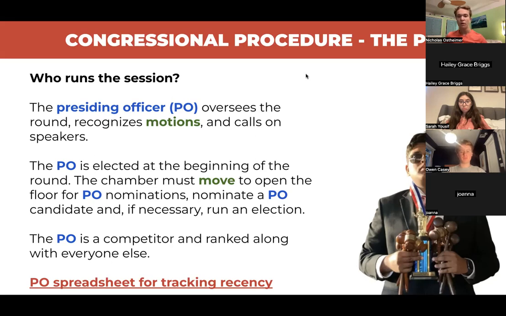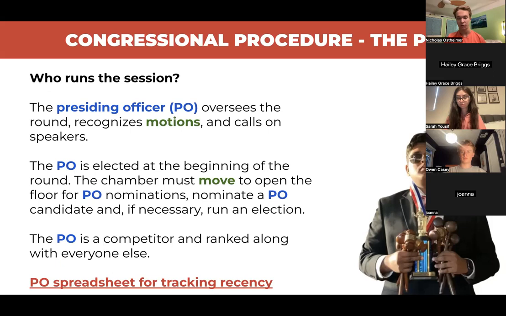The first thing you do in a round of Congress is choose and elect a presiding officer. So when you're all settled in your seats, your judges are there, everyone is there. The first thing you do is move to open the floor for PO nominations, in which case someone can raise their placard and say, hey, I nominate Senator Ostheimer. And then Senator Ostheimer, me, can accept. And if we have multiple nominations, then we're going to end up doing a secret ballot vote to determine who becomes the presiding officer.